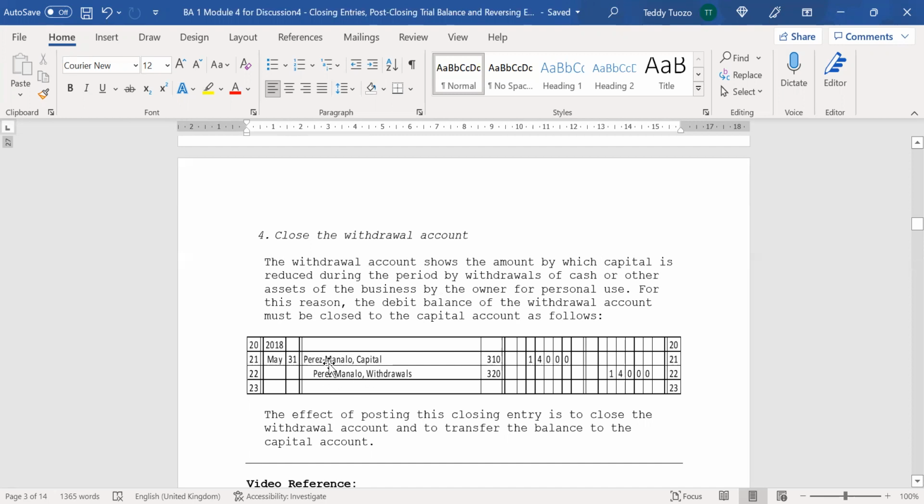We debit the capital because the owner made a withdrawal. So to close the withdrawal account, we credit withdrawal because its normal balance is debit. And of course, we have to deduct or reduce the capital balance of Perez Manalo to reflect the withdrawal made by him for personal use. So we debited Perez Manalo, Capital and credited Perez Manalo, Withdrawal to close the withdrawal account.